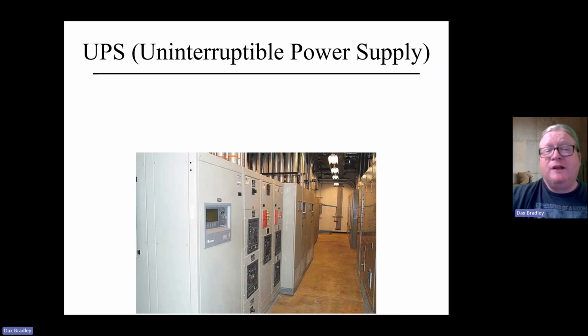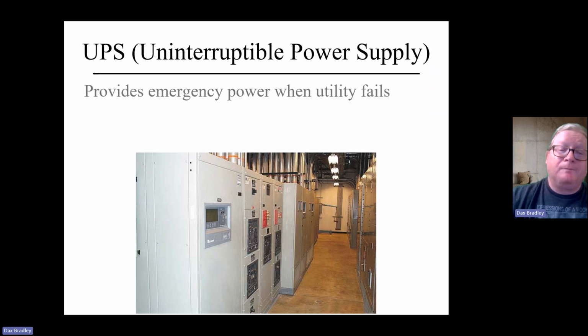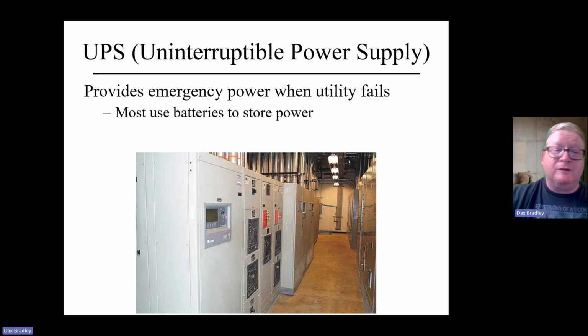UPS is your uninterrupted power supply. That means that whenever there's a commercial power loss, the battery backups kick in, and if there is a diesel generator in place, it kicks over automatically, and consumers are none the wiser. It provides emergency power when the utility fails.